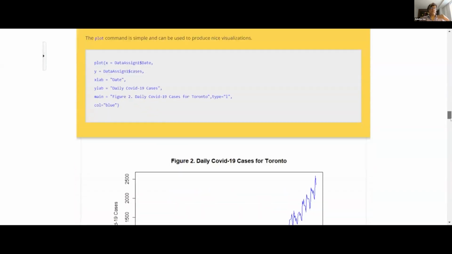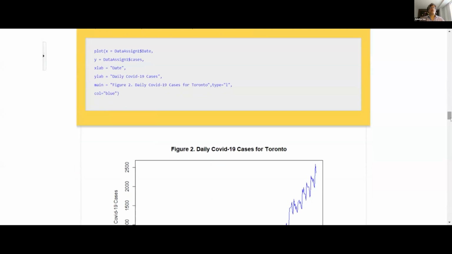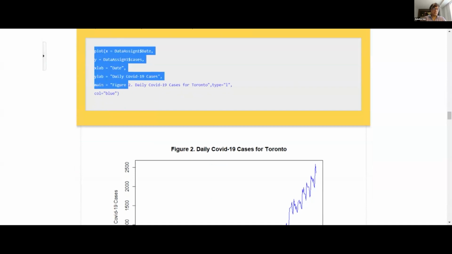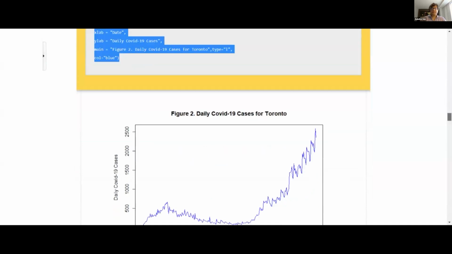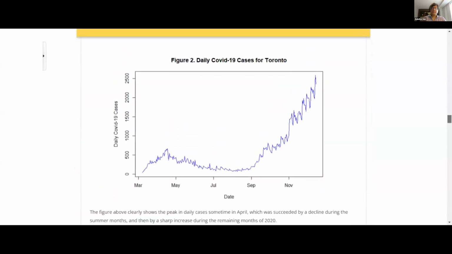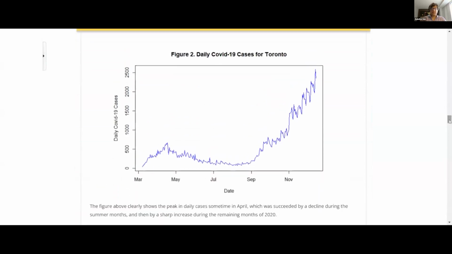But before we look at the regression, what we want to do is look at some very simple plots. So again, this is just a very basic plot command. And you look at this, and again, it's a really nice visual, so easy to generate. I start off by looking at the trends in daily COVID-19 cases for Toronto over time, and the y-axis is the number of cases, and here are the months for 2020.